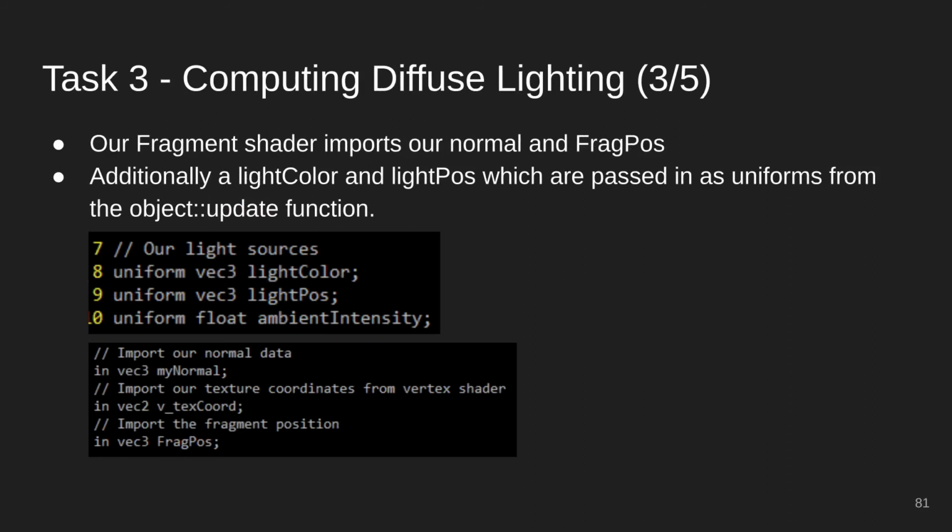So then our fragment shader is going to import, again, our normal and fragment position data. That's what's coming in here. Additionally, a light color and the position of our light, because we need to know where that light is relative to our actual geometry, and then the light color, which is how we're going to color our scene. All of this information, all these uniforms, are going to be passed in the object update function.